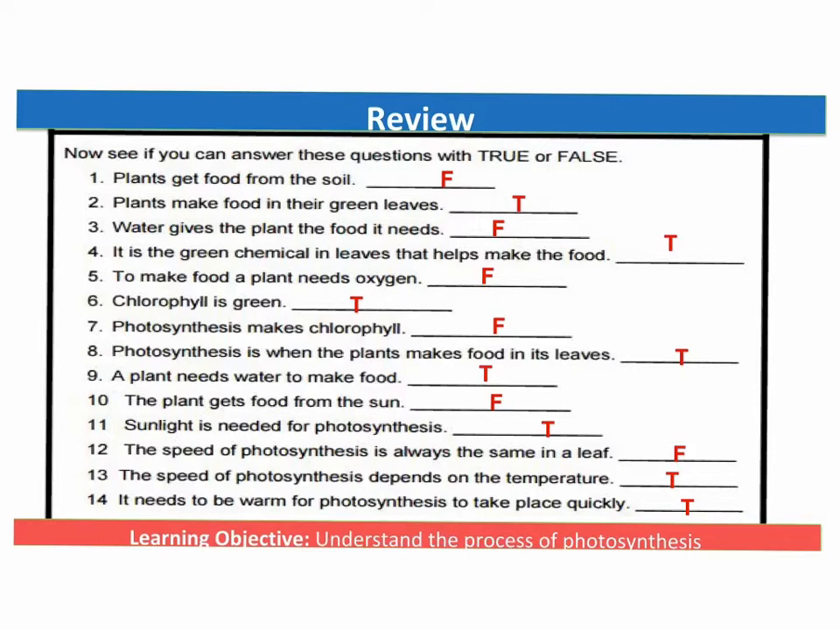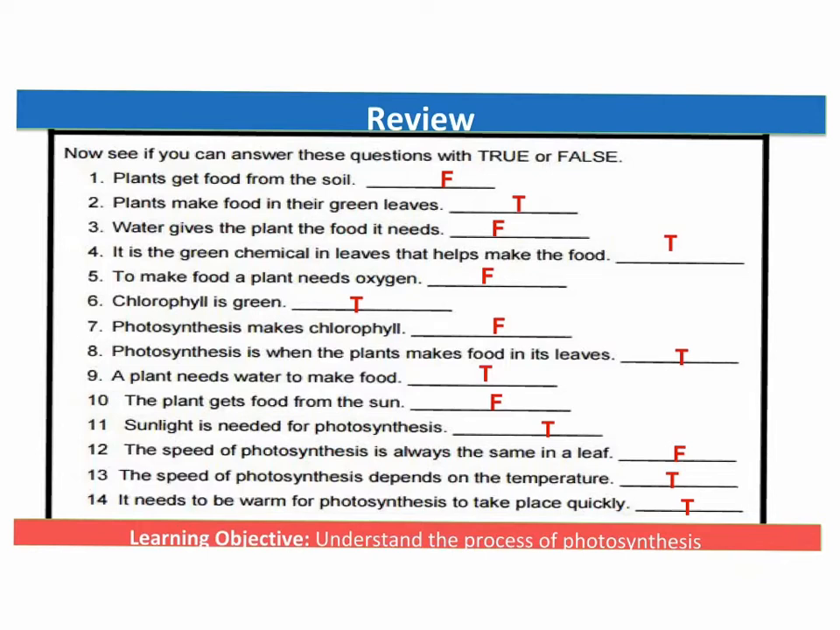Part 9, a plant needs water to make food. That is also true. So we need 4 separate components. Remember we said sunlight was one, chlorophyll was another, carbon dioxide is another, and water is the final one. Question 10, a plant gets food from the sun. That's false. The plant needs sunlight to make the food, but it doesn't come from the sun. Question 11, sunlight is needed for photosynthesis. That's absolutely true.